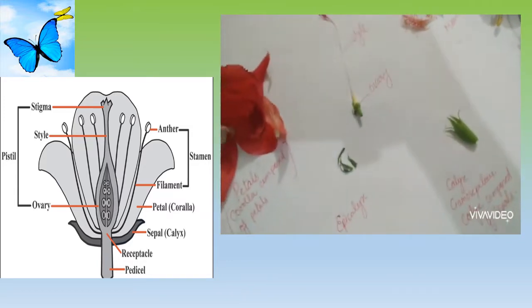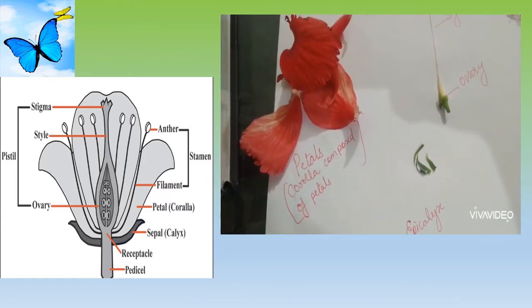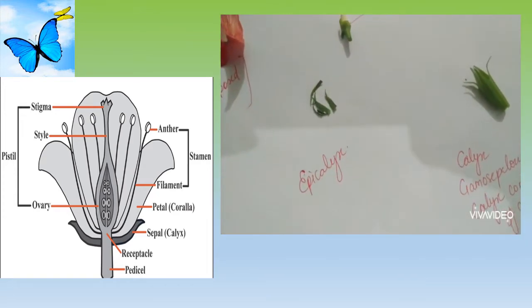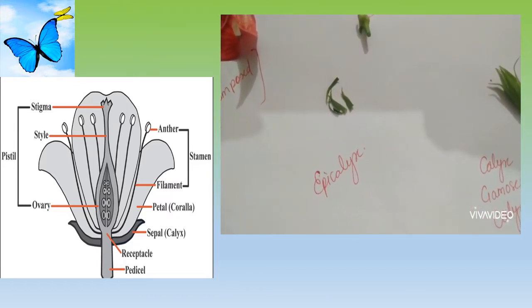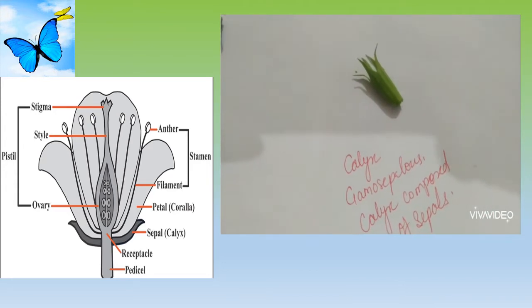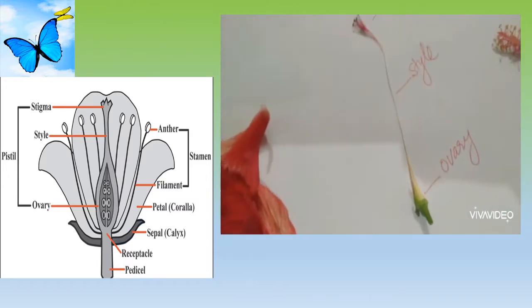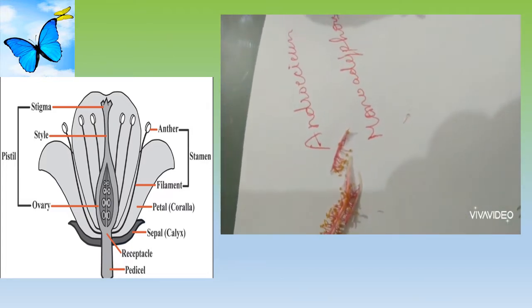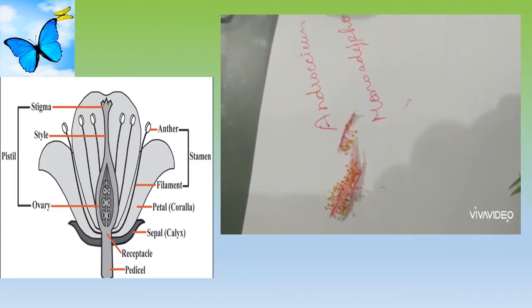I have separated all the four parts of China rose. These are petals. They form corolla, and they all are polypetalous because they are free. These are apicalyx, which is essentially present in China rose. Many flowers do not have apicalyx. These are calyx. They are gamosepalous because sepals are fused. This one is stigma, style and ovary, and this one is androecium. And the condition of androecium is monoadelphous, meaning all the stamens are fused on a single tube.